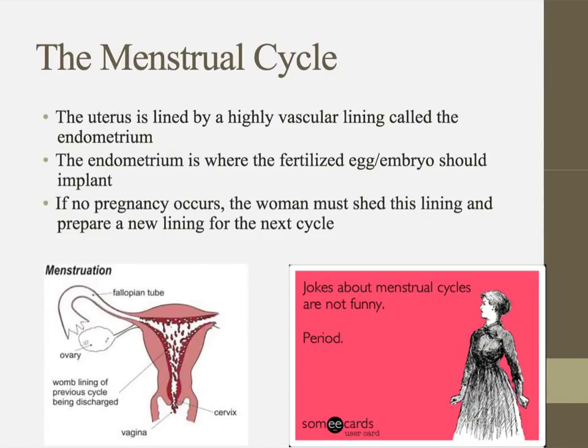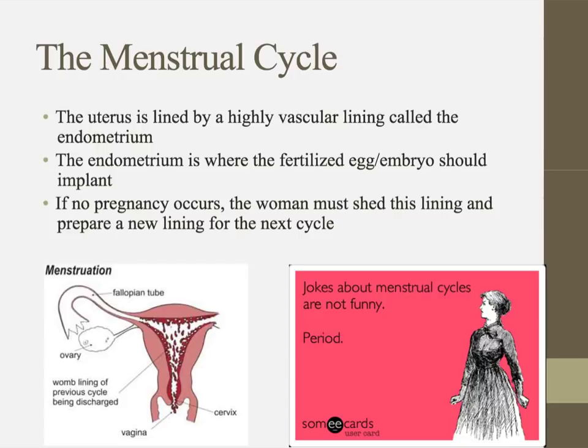Okay, so what is menstruation? Well, remember, the uterus has a highly vascular lining called the endometrium. The endometrium is where a fertilized egg would implant itself. If there's no pregnancy, a woman has to shed this lining.